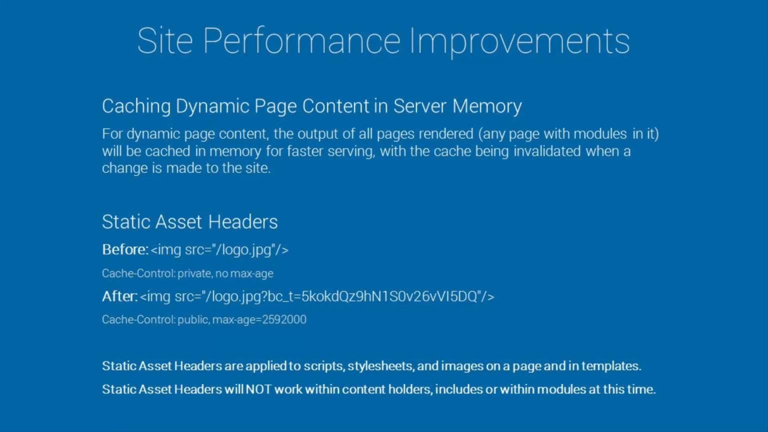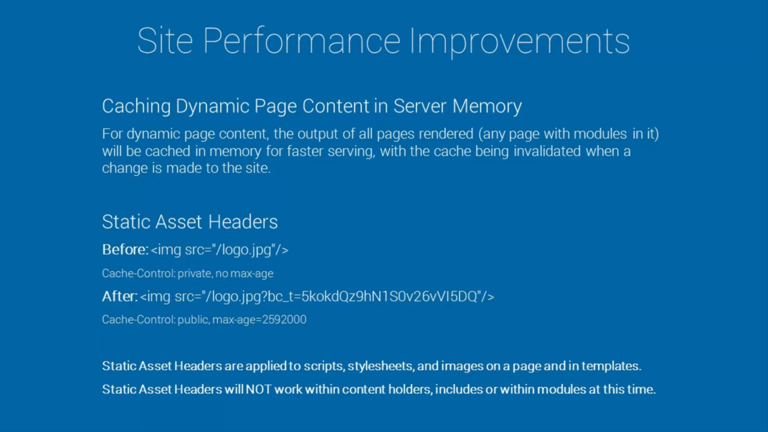The last thing you need to know about BC.Next are the new site performance improvements. One big change with the new rendering engine includes caching dynamic page content in server memory. This means if you're outputting information rendered within a module in Business Catalyst, it will store this on the server's memory for faster access. Of course, if any updates are made to the content, BC knows to invalidate the cache and to serve up the new information.